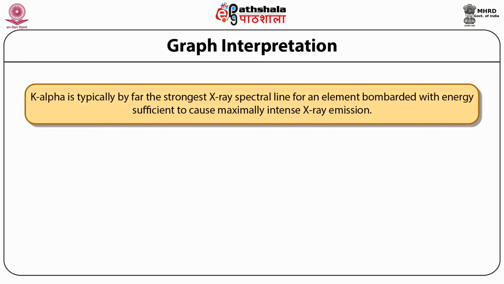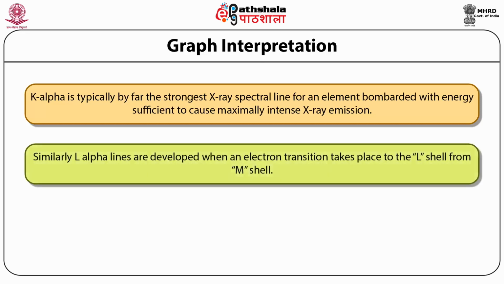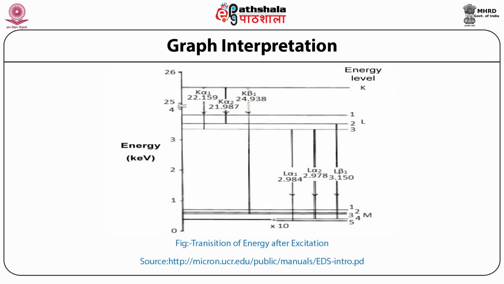For an element bombarded with energy sufficient to cause maximally intense X-ray emission. Similarly, L alpha lines are developed when an electron transition takes place to the L shell from the M shell. In this graph, you can easily see that excitation of electrons takes place, as a result of which the electron moves to a higher excited state, and then after losing energy, it returns back to its original state. The energies are represented by the values of K alpha and L alpha. Every element has fixed values of K alpha and L alpha.